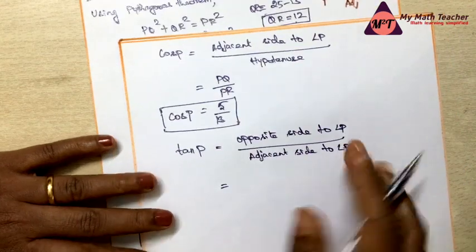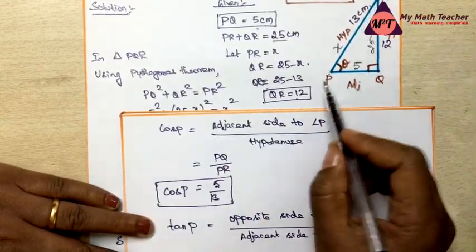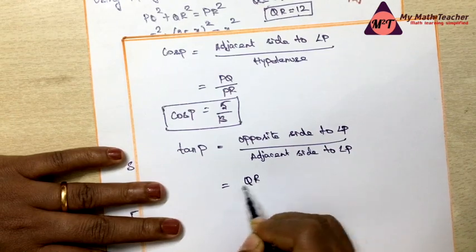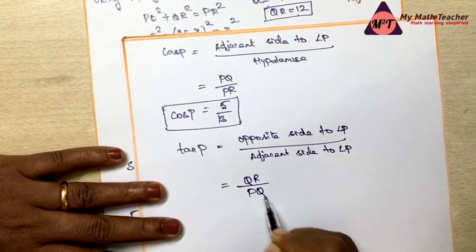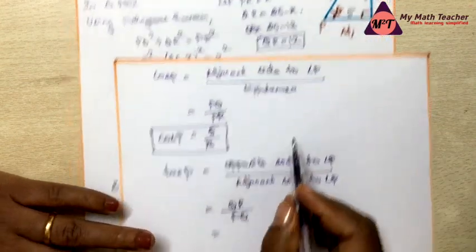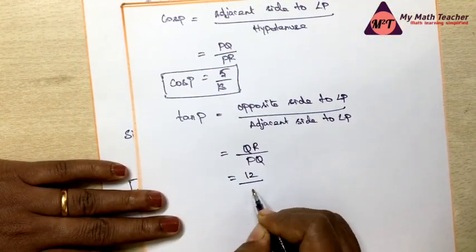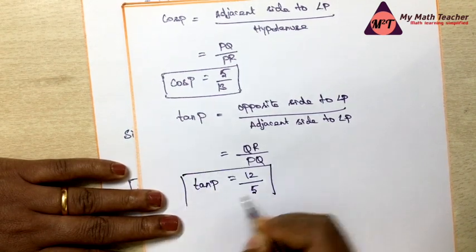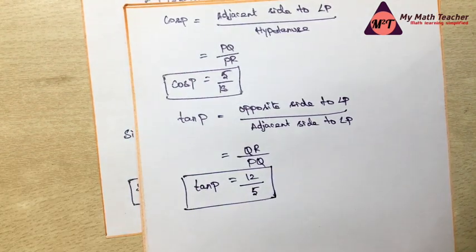What is the opposite side? It is QR, and the adjacent side is PQ. QR here is 12 and PQ is 5, which is 12 by 5. This is tan P. So we have got all the three ratios here. This is an easy sum.